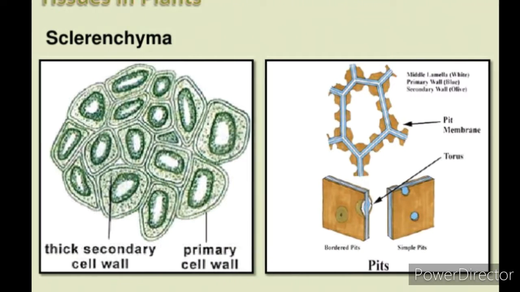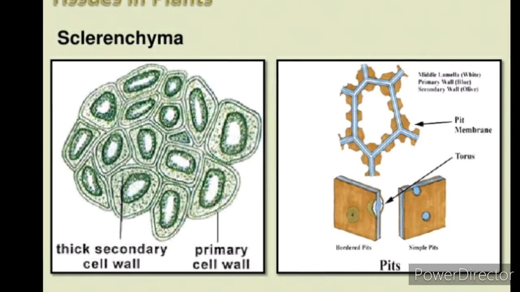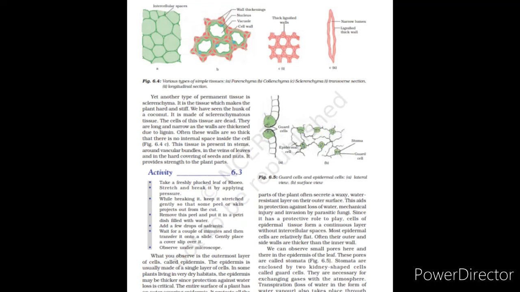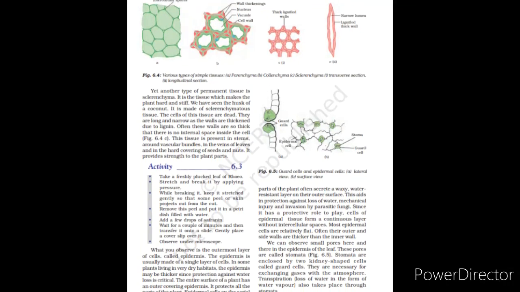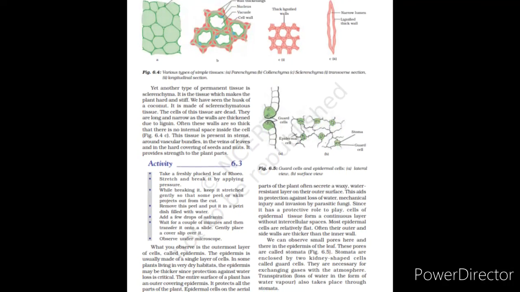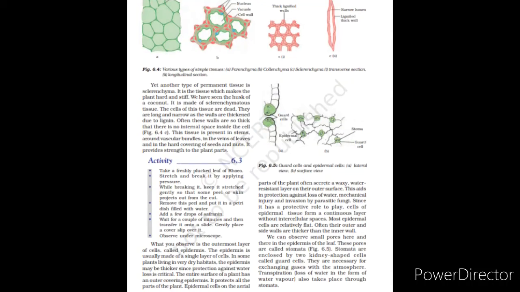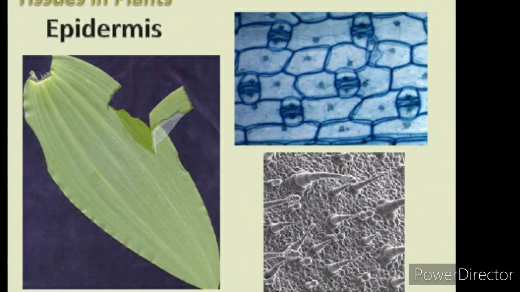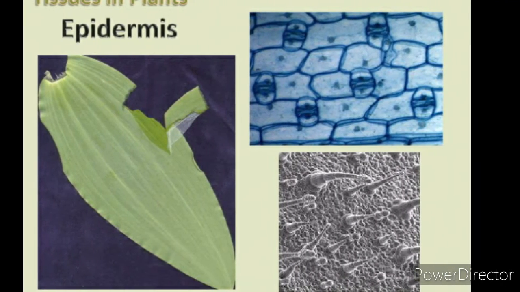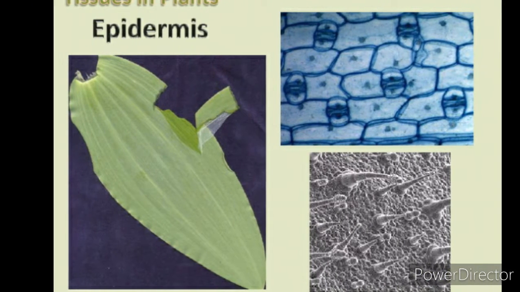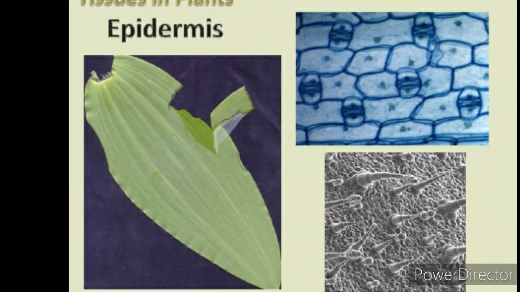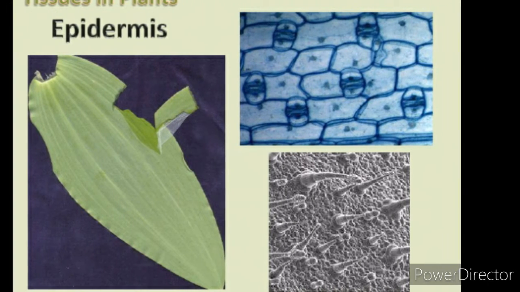What you observe is the outermost layer of cells, called epidermis. The epidermis is usually made of a single layer of cells. In some plants living in very dry habitats, the epidermis may be thicker since protection against water loss is critical. The entire surface of a plant has an outer covering, epidermis. It protects all the parts of the plant.